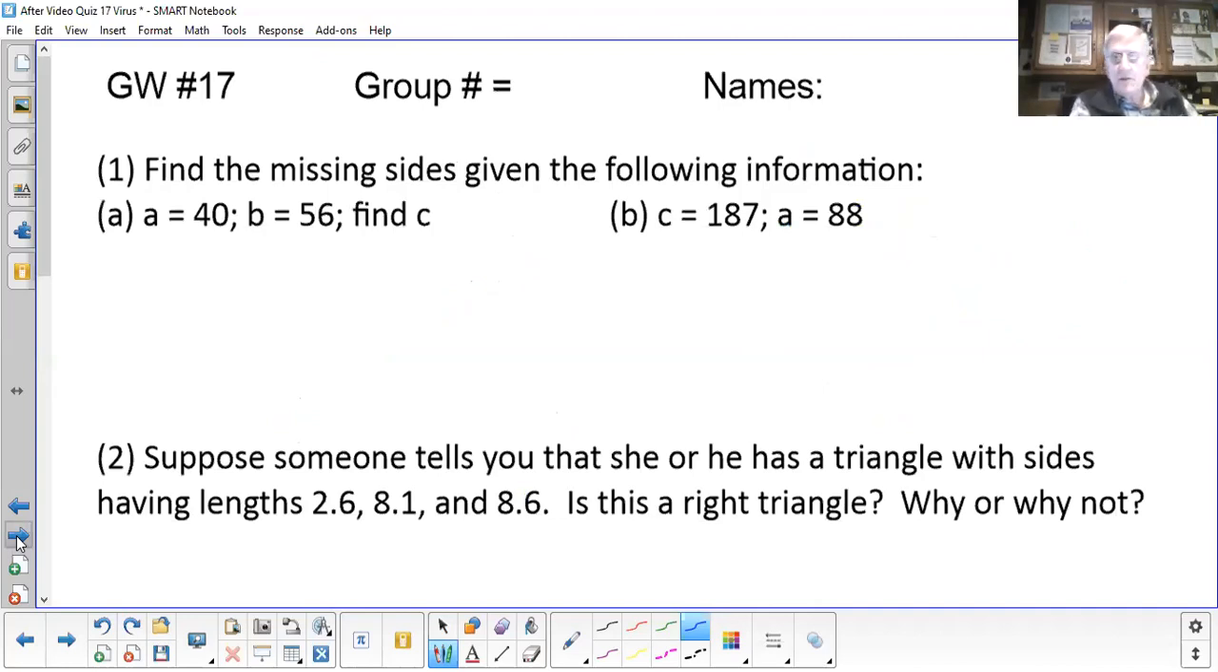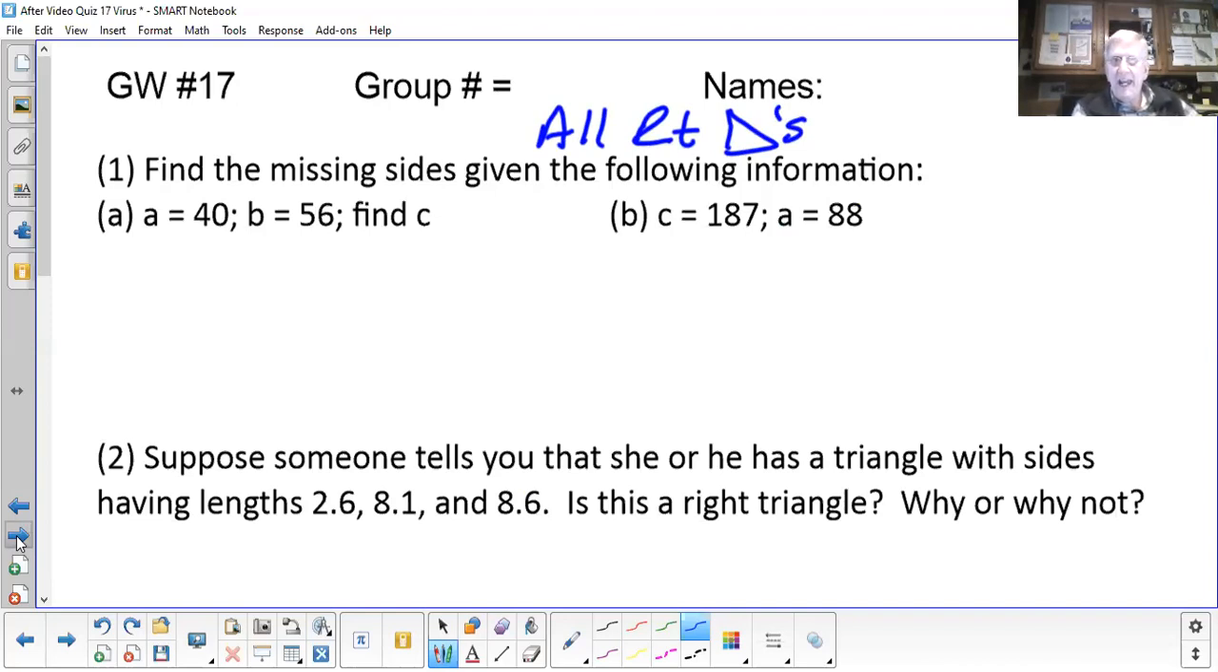The worksheet, group work 17, is designed for you to practice a little bit with the rule of Pythagoras, okay? And we're going to do that together right now. I want you to assume that the figures talked about on this sheet are all right triangles. It doesn't say that on your sheet, but these are all right triangle problems, so please remember that when we're doing them. It says find the missing sides given the following information.